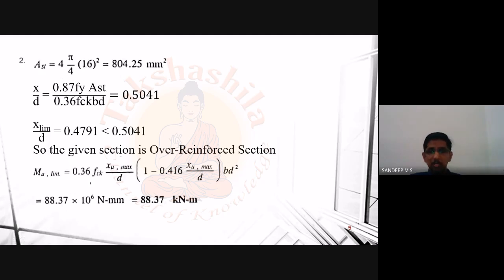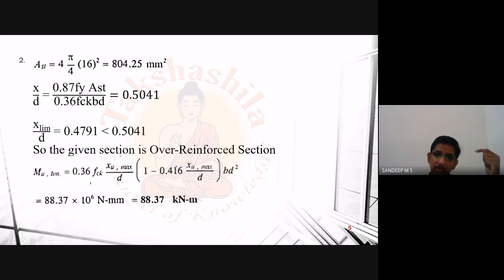So what should we do in such a case? As per our code, we are supposed to redesign the section. We are not recommended to use an over reinforced section in practice. Therefore, we have to actually limit the maximum capacity to that of a balanced section. That is what we will be doing in this case. So our moment of resistance will be calculated using the equation corresponding to that of a balanced section. Clear? So we cannot use an over reinforced section, so we are supposed to design it as a balanced section.